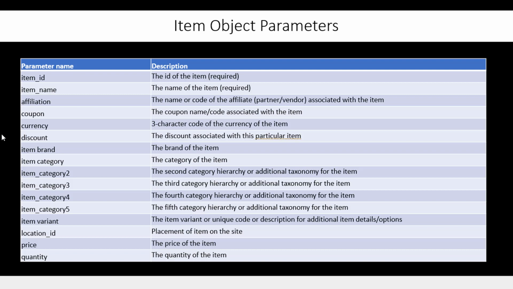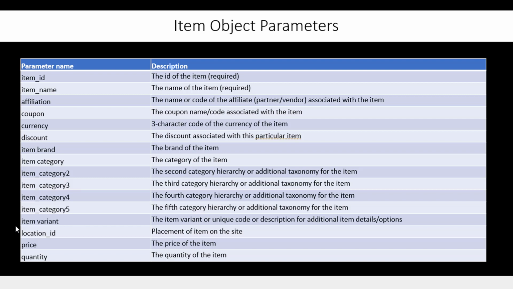If your store sells the products in different currencies, then you can associate a currency with an individual product using the currency parameter. Discount is a discount associated with that particular item. The item brand parameter stores the brand of the item. Item category is the category that the item belongs to. You can create a hierarchy of these categories by using five category parameters. So this is the top level category, and then subcategory and subcategory, etc.